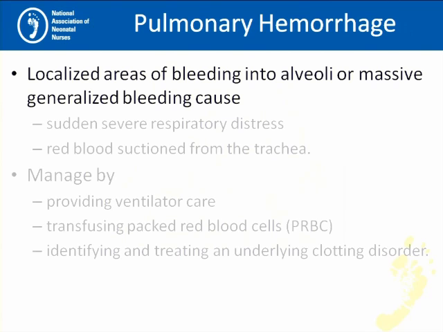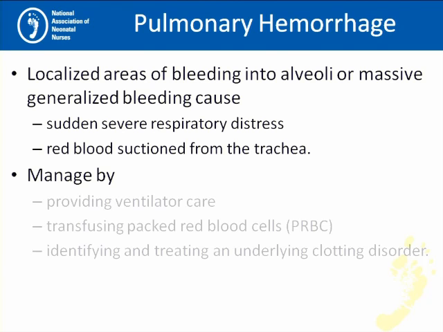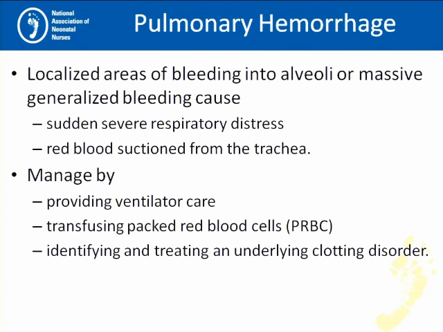In pulmonary hemorrhage, the pathophysiology is localized areas of bleeding into the alveoli or massive generalized bleeding. There is sudden severe respiratory distress and red blood suctioned from the trachea. We manage this by providing ventilator care as needed, administering packed red blood cell transfusion as needed, and identifying and treating an underlying clotting disorder.